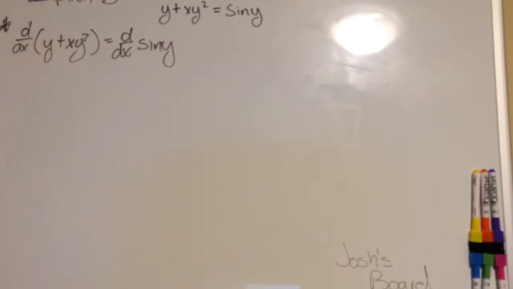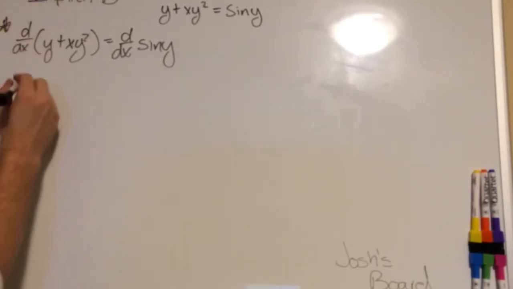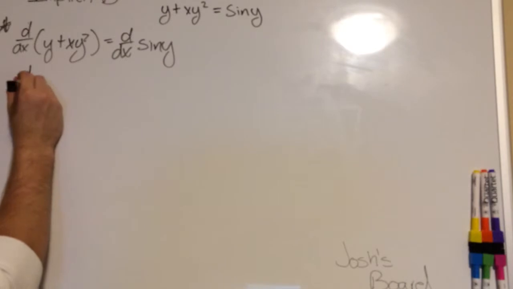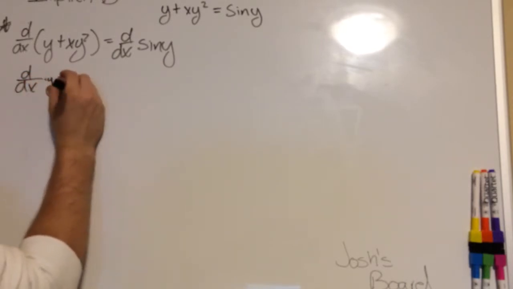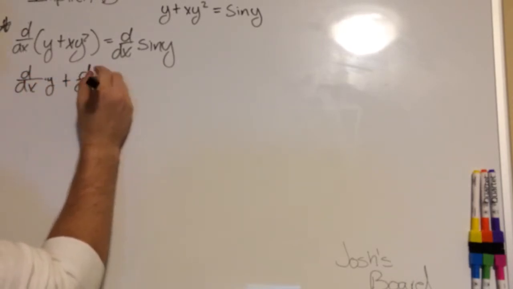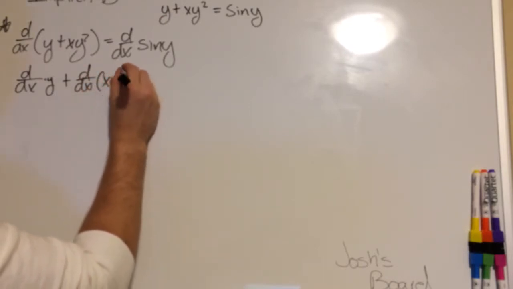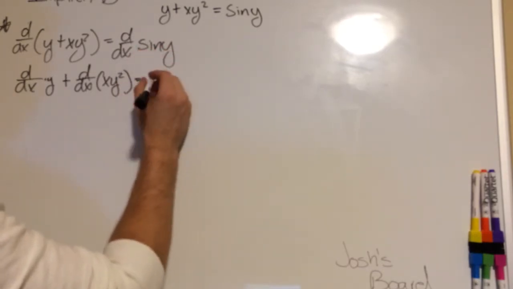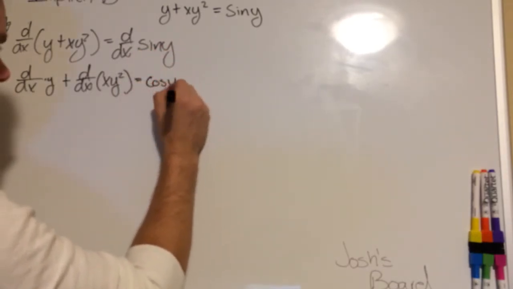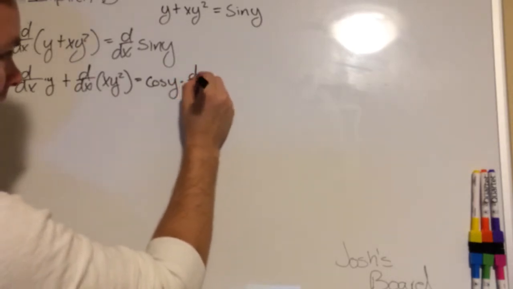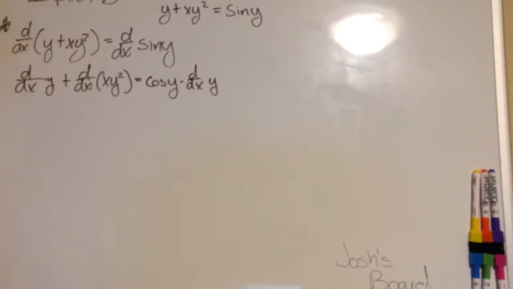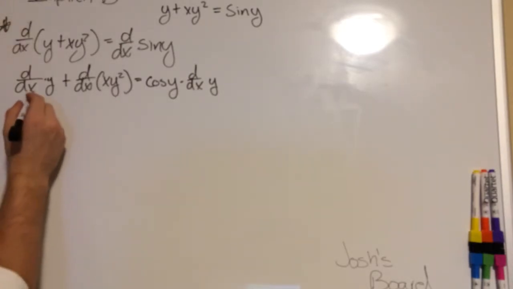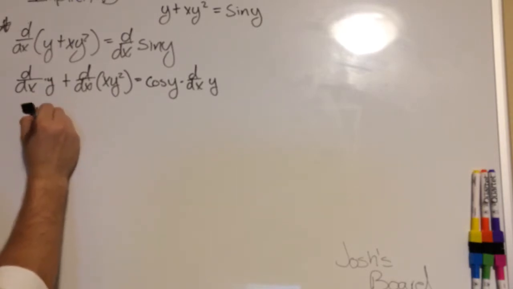The first thing we're going to do is distribute the d/dx into the y plus the xy squared. This is going to give us d/dx of y plus the d/dx of x times y squared. This is going to need the product rule, equals the cosine of y times the d/dx of y. After we get this, we can simplify a little further and break the equation down. dy/dx, we're going to replace with y prime.